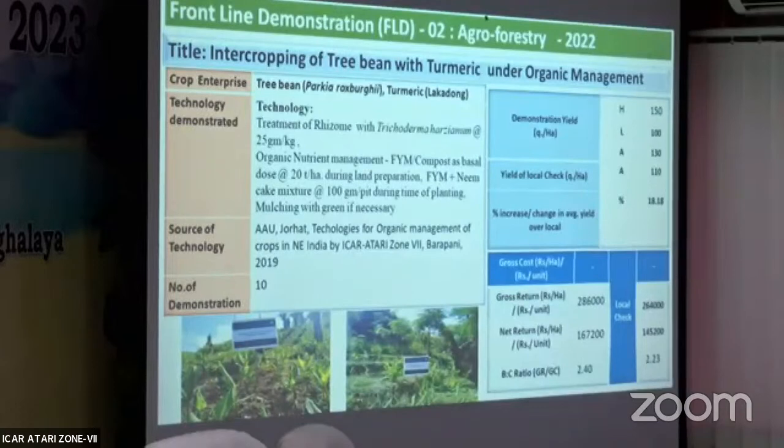The second one, the topic of treating turmeric under organic management. Here, treatment of rhizome with Trichoderma harzianum at 2.25 gram per kg, organic management FYM 20 ton per hectare, FYM and neem cake. This performed well, average yield of 1.3 per hectare. In fact, we wanted to compare against farmers for this. It was an 18.18 increase in yield.